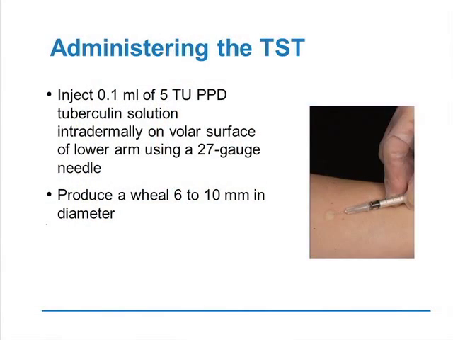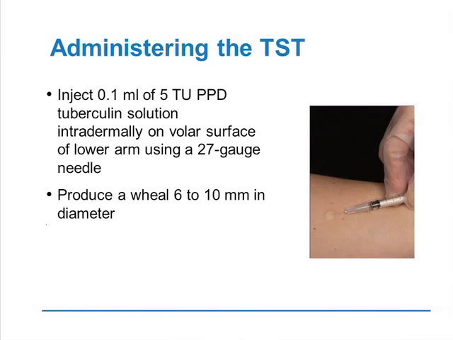To administer this test, 0.1 mLs of an intermediate strength, 5 TU strength of PPD tuberculin must be intradermally injected, usually into the volar surface of the lower forearm using a 27 gauge needle.